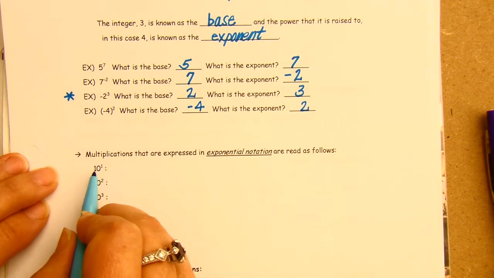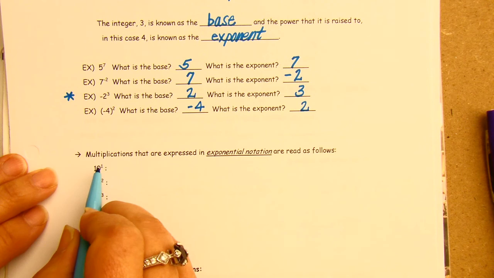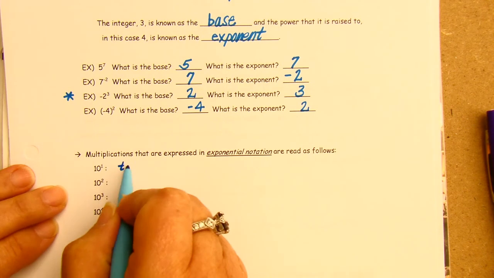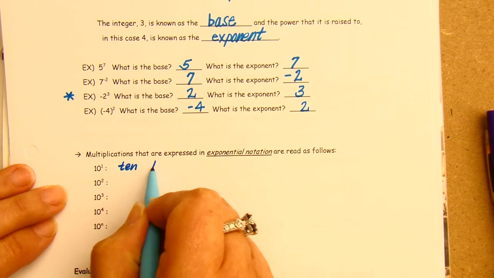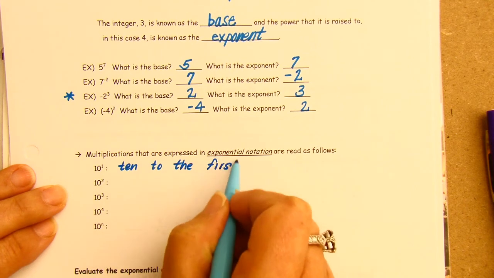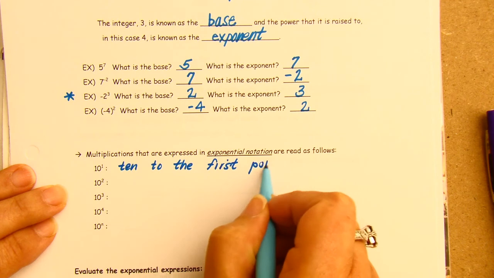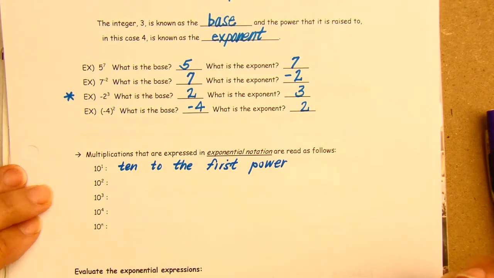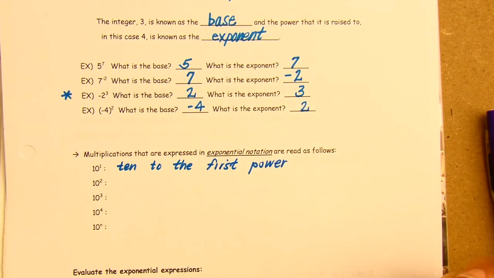This is 10, the base is 10, exponent is 1. So we typically would say this as 10 to the first power. Now remember, the exponent 1 typically is not written. And so if it was just the number 10 and you were asked to give the base and the exponent, you would automatically know that 1 is the exponent, or that that would be 10 to the first power.